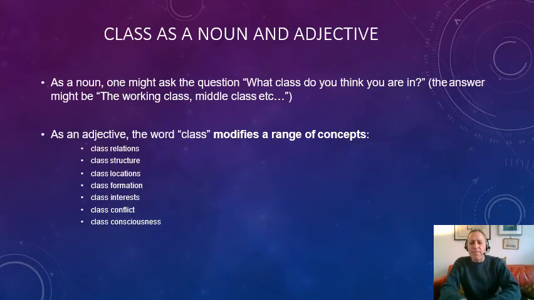One way of understanding distinctions among definitions of class is that we could talk about class as a noun, or we could talk about class as an adjective. Now, what does this mean? As a noun, class takes on some objective, empirical qualities. You can ask somebody, what class do you think that you are in? They will give an answer, and it will be an answer that will be recognizable according to the ways that classes are usually differentiated. As an adjective, we can talk about class as a factor that modifies a whole lot of different things: class relations, class structure, class culture, class interest, class consciousness, and so on.